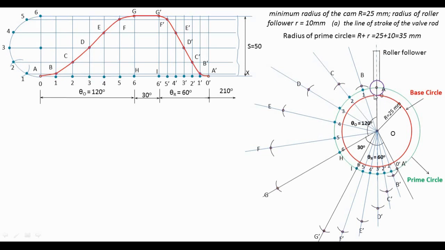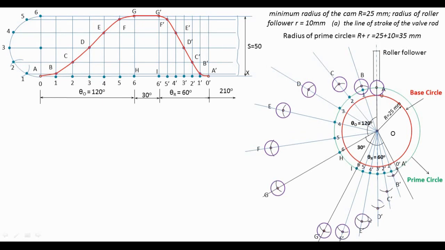So what I'm going to do is draw a circle from every center, from points B, C, D, E, F, G, similarly G dash, F dash, E dash, D dash. In a similar way, I'm going to draw a circle from every center of radius equal to the radius of the roller. The radius of the roller is 10 mm. So first draw a circle, take B as the center. Next similarly from point C, and from point D. So D as a center, E as a center, F as a center, G as a center, G dash as a center, F dash as a center.